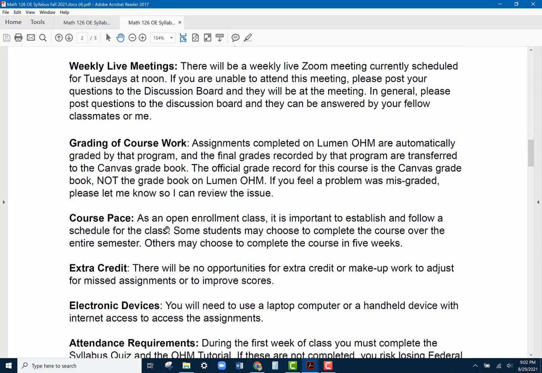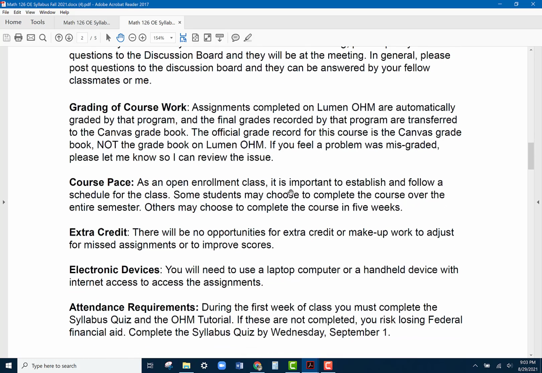Grading of course work: assignments completed in Lumen OHM are automatically graded by the program, and the final grades recorded by that program are transferred to the Canvas gradebook. The official grade record for this course is in the Canvas gradebook. That's going to be the official grade, not necessarily what you see in the Lumen side. If you feel a problem was misgraded, please let me know so I can review the issue.